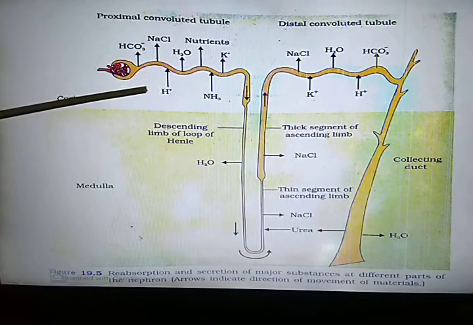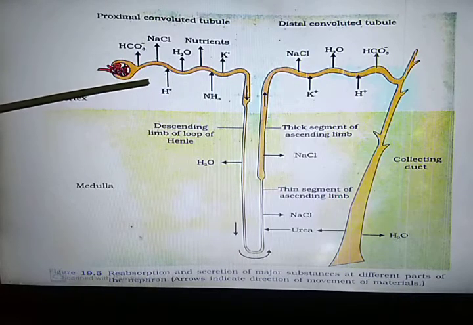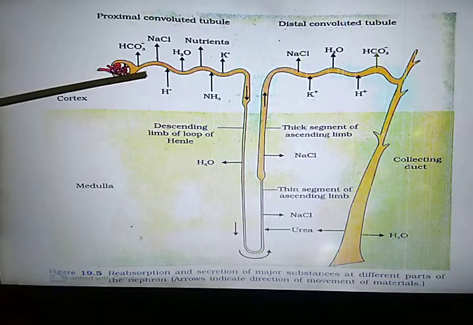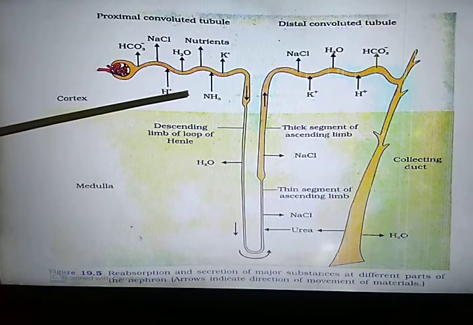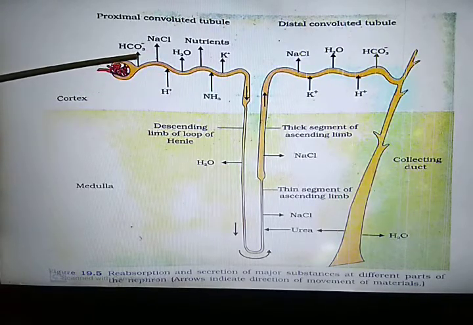So the PCT helps to maintain the pH and ionic balance of the body fluid by selective secretion of hydrogen ion, ammonia into the filtrate, and absorption of bicarbonate ion.